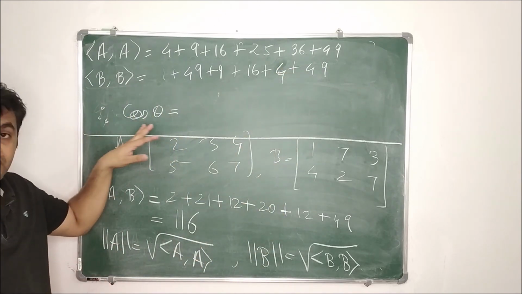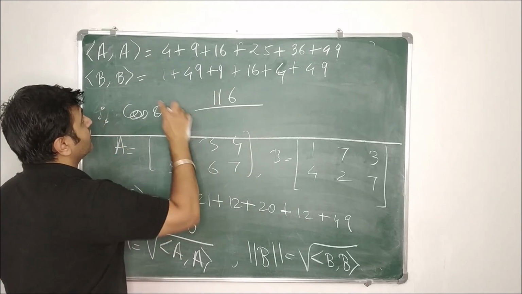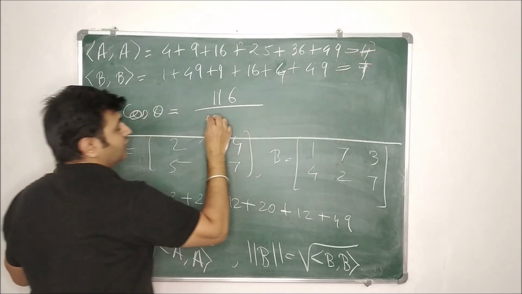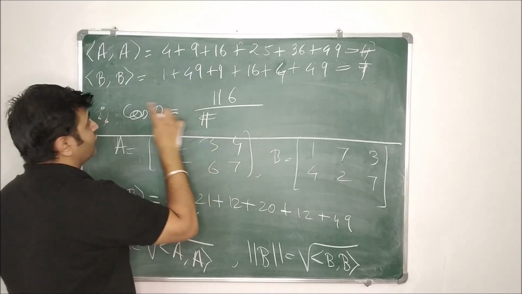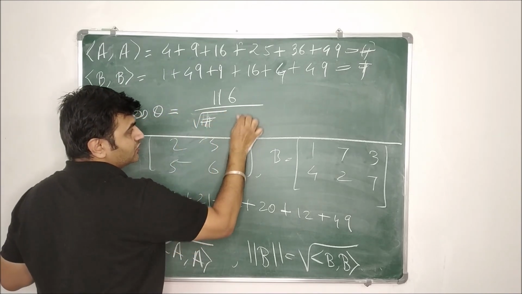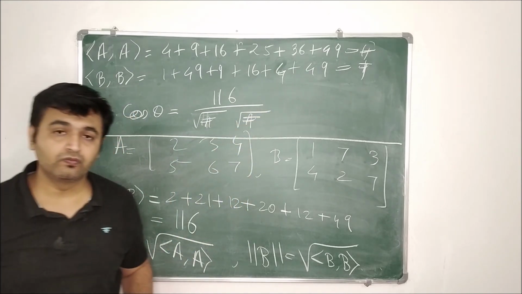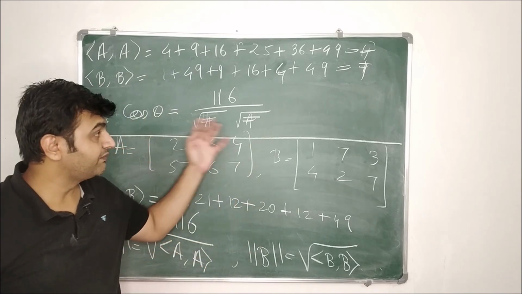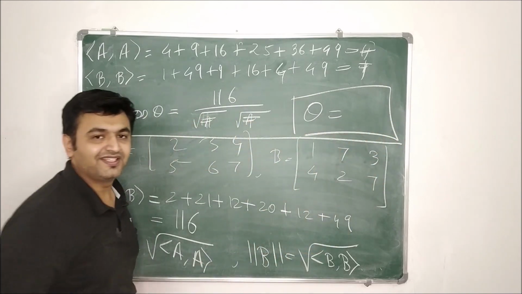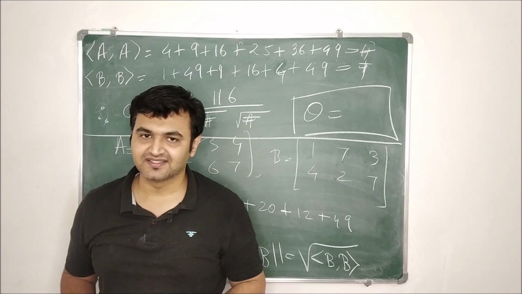So now what is cos theta? It is the inner product of AB, which is 116, upon norm of A, norm of B. You will get some answer here and some answer there, so put those values in. What is the norm of A? Square root of the inner product of AA, into square root of the inner product of BB. So in the comment section, the first homework for this lecture is you have to tell me what is the angle. Don't be lazy, do this calculation and tell me what is the angle between these two matrices.